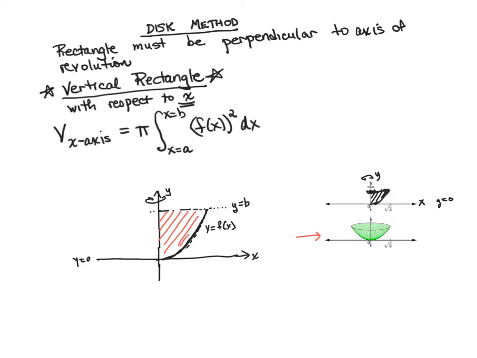If we were to get the area of this region, we would find that the most efficient rectangle would be the horizontal rectangle. And notice that the right side will always hit f of x and the left side will always hit the y-axis, which has an equation of x equals 0. So as an area problem, this would be set up as the definite integral from y equals 0 to y equals b, because this is the line I labeled y equals b. But now we have to solve for x.